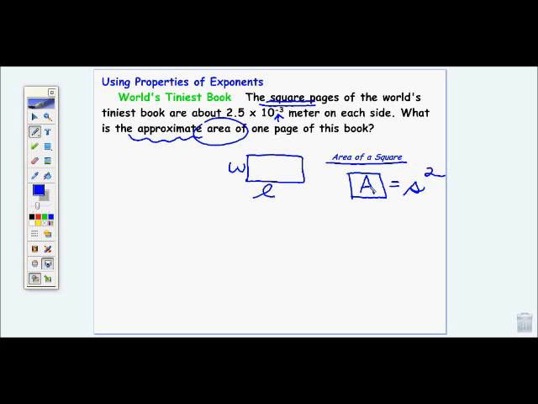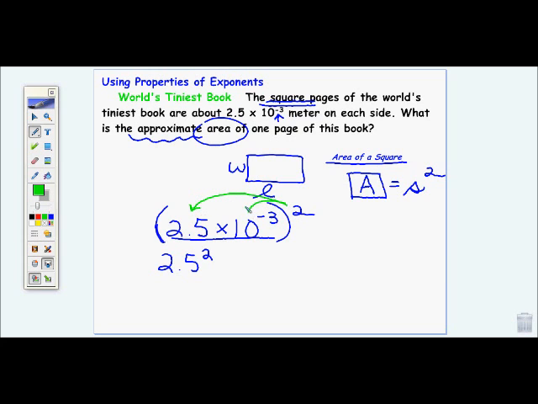So we know one of the sides. One of the sides is 2.5 times 10 to the negative 3. And we know that that needs to be squared. This whole expression here is our side, and that needs to be squared. So applying our rules, I know that means that's 2.5 squared. And again, I'll show you that distributive. All right, so that's 2.5 squared times 10 to the negative 3 squared.